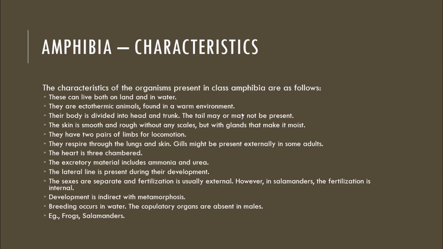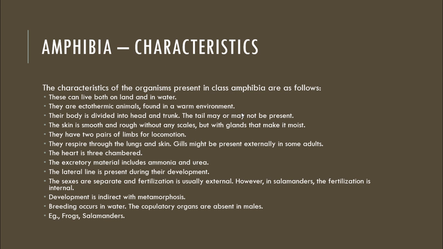Then excretory material includes ammonia and urea. In human beings, we cannot excrete ammonia. We have to convert ammonia to urea, then excrete urea in form of urine. That's for human beings, for mammalia, basically. The lateral line is present during their development. You know what the lateral line is used for.